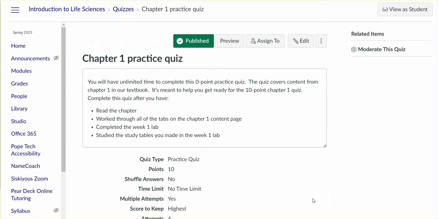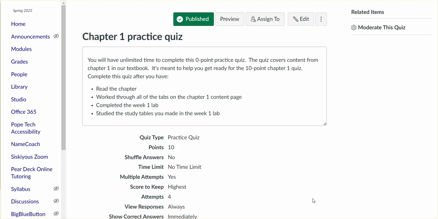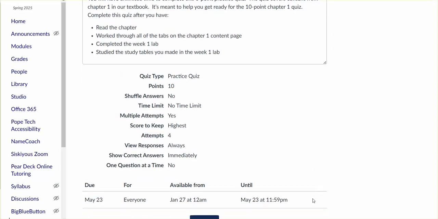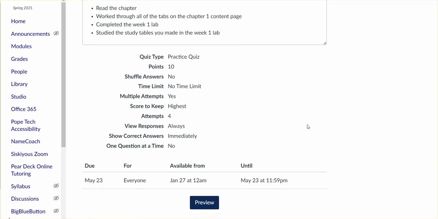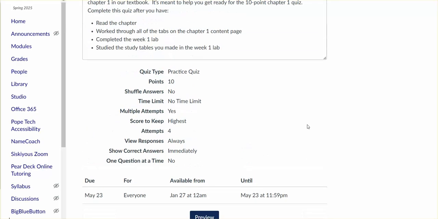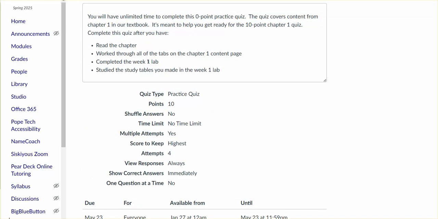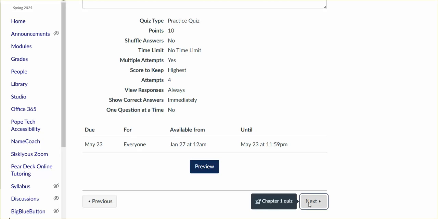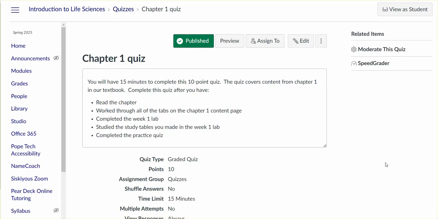The week 1 module also includes an ungraded practice quiz. There's no time limit. This is not worth any points. You can take this up to 4 times. This is here to help you make sure you understood the material from Chapter 1 and also that you're ready to take the graded quiz, which is the final component of the week 1 module.